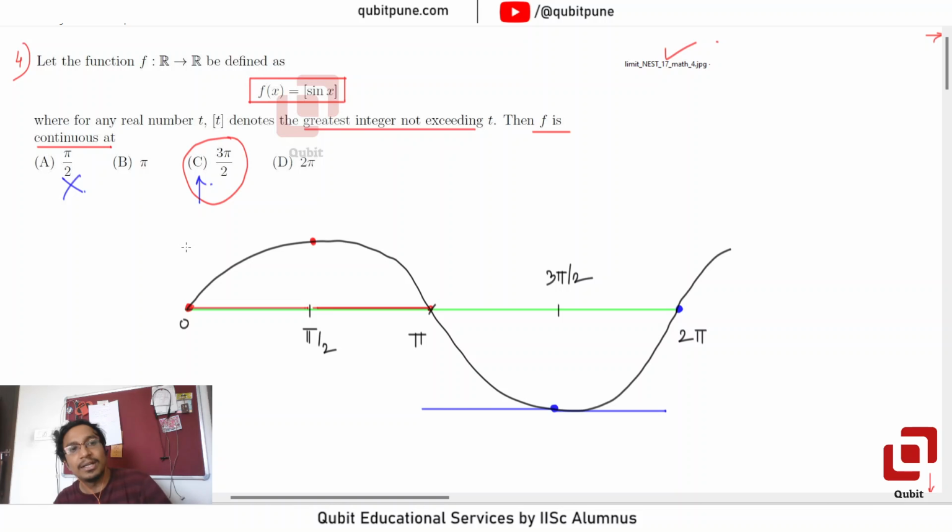Do you think other points of continuity will also exist for this function? Yes, sir, since it is a periodic function. Acha, great. See, that means if we take an interval, let us say a closed interval 0 to 2 pi. Okay, let's better take open interval.